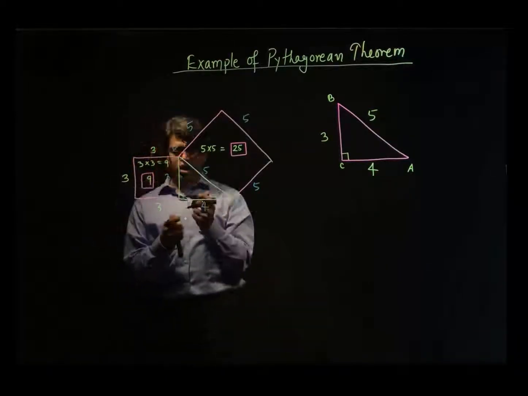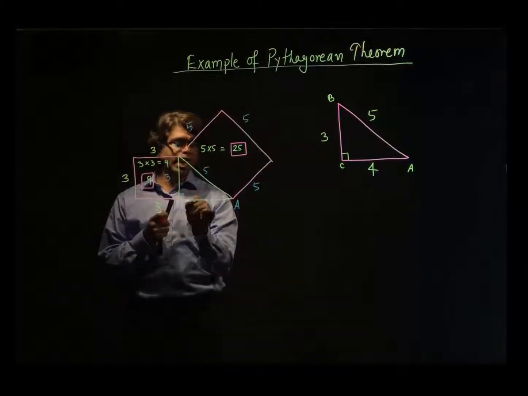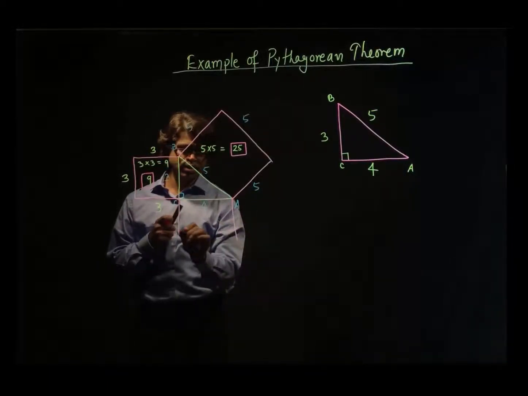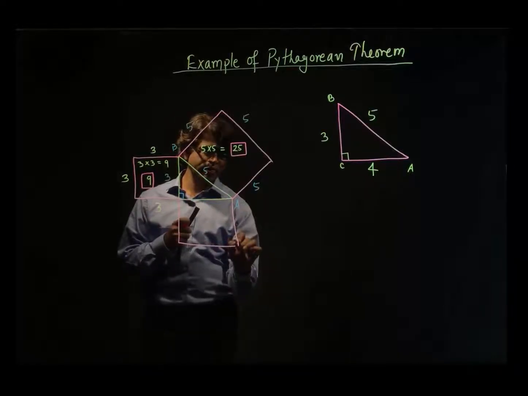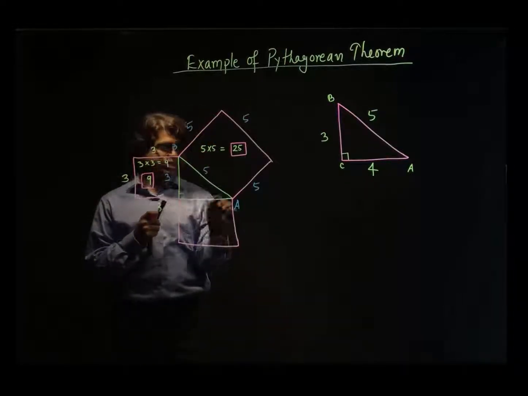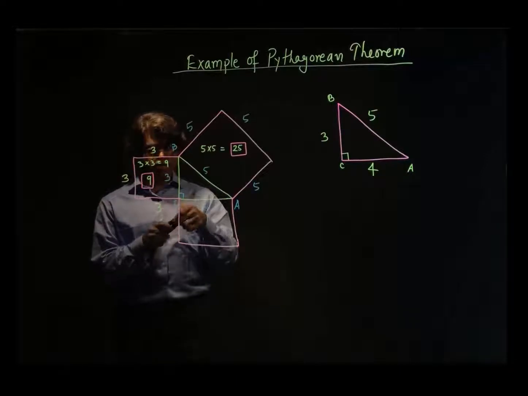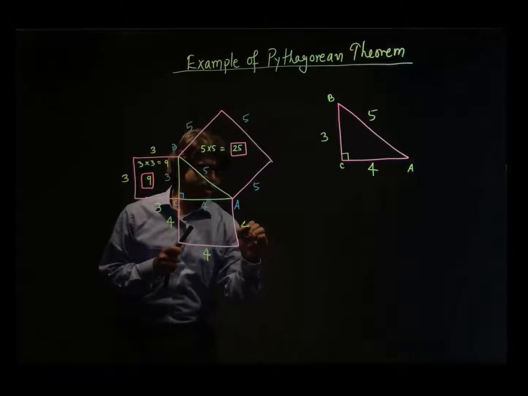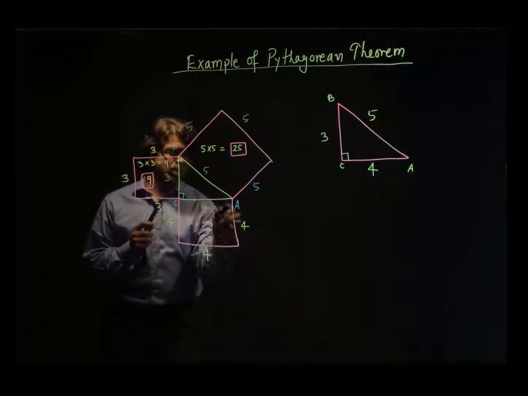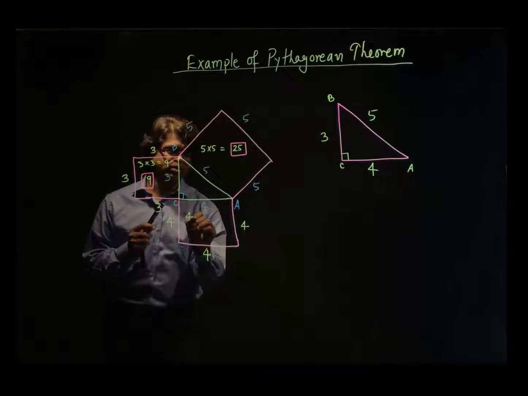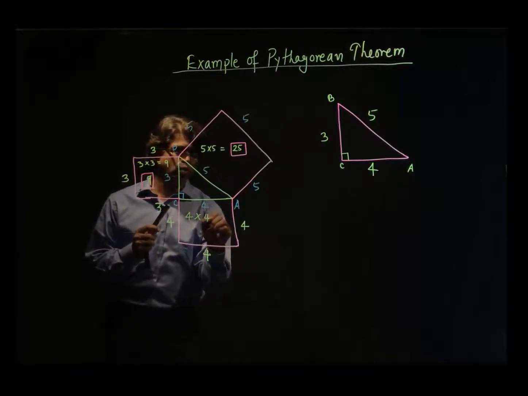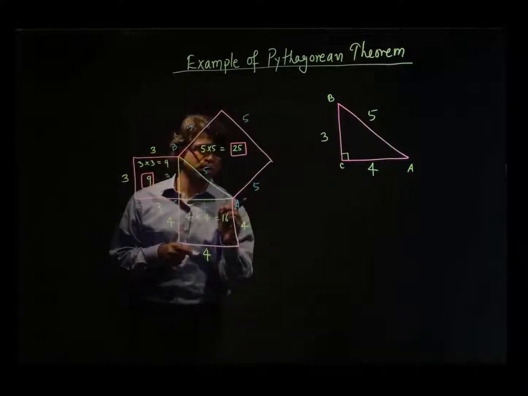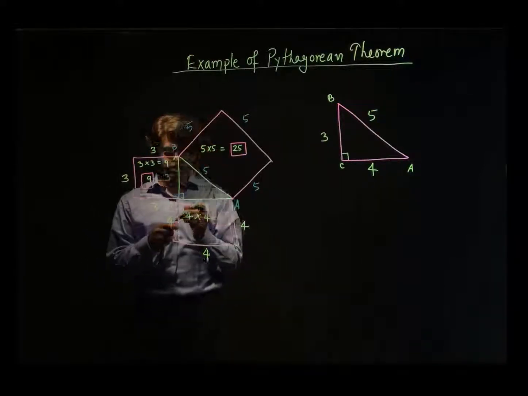Now let's draw a square on side 4 of the triangle. So this is my square on side 4. If this is the square, the length of all the sides of the square will be 4. Each side is 4. And the area of this square is side times side, which is 4 times 4. And we know that 4 times 4 is 16. So the area of this square is 16.